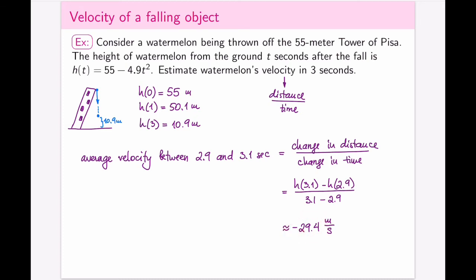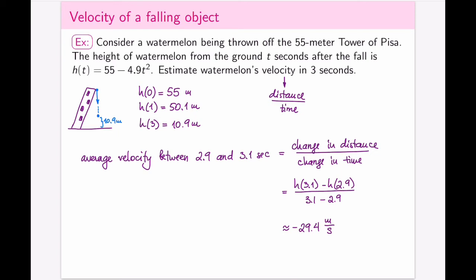Why is it negative? Well, notice that the ball is falling towards the ground, whereas the height is measured against it, right? So the height of the ball is decreasing, and therefore the velocity actually has a sign. It's going to be negative.